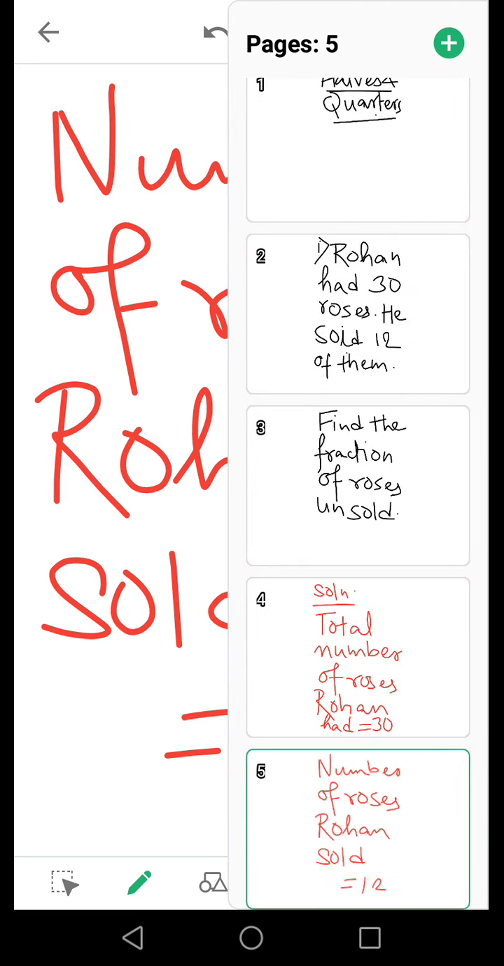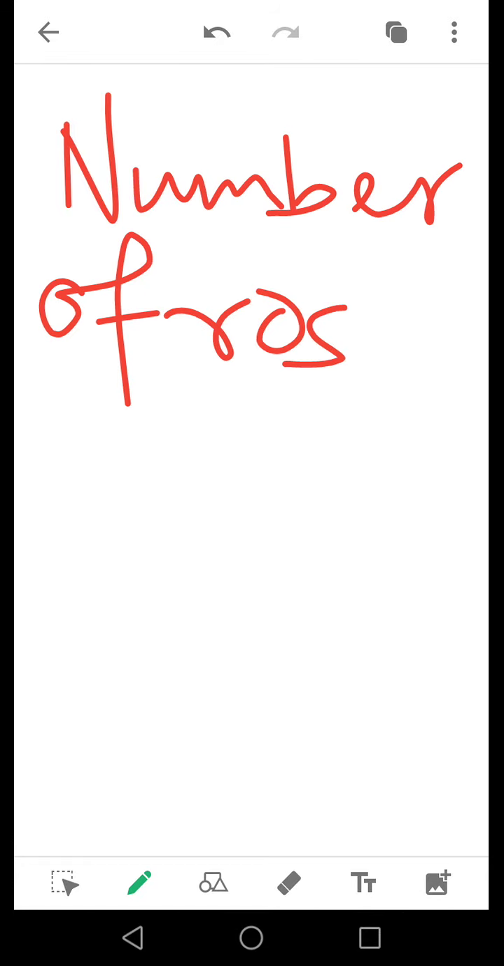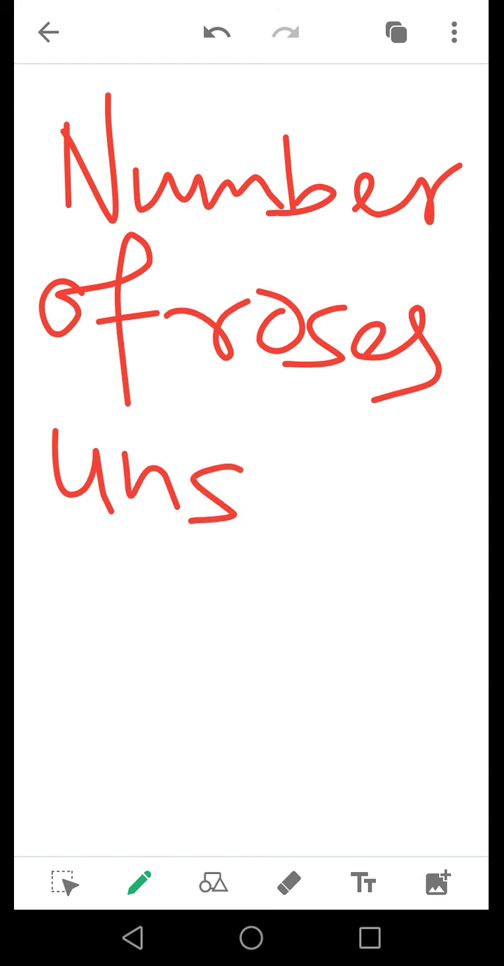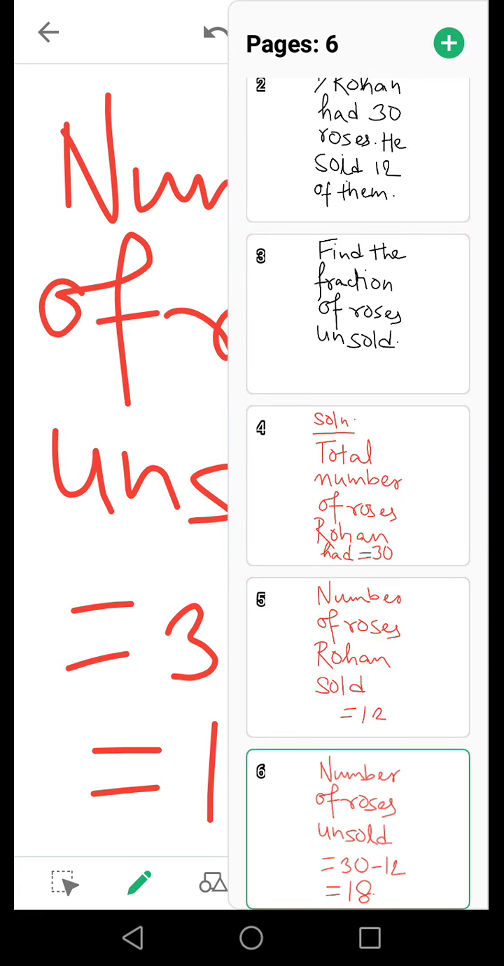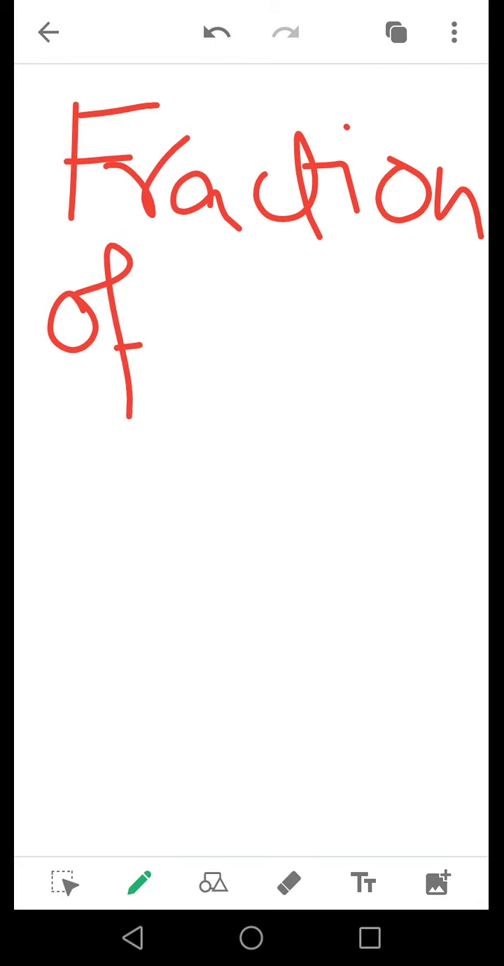Next you find out number of roses unsold. This is equal to, from the total number of roses I subtract the number of roses he actually sold. I repeat, from the total number of roses I subtract the number of roses he actually sold. Now this turns out to be 18. Next you come to the next board. Fraction of roses unsold.